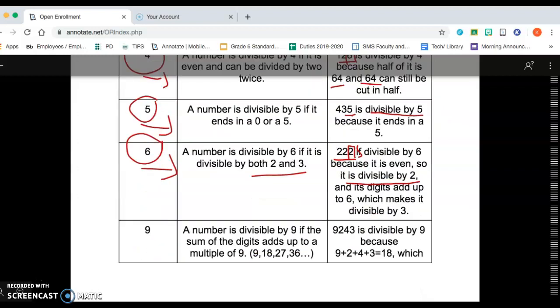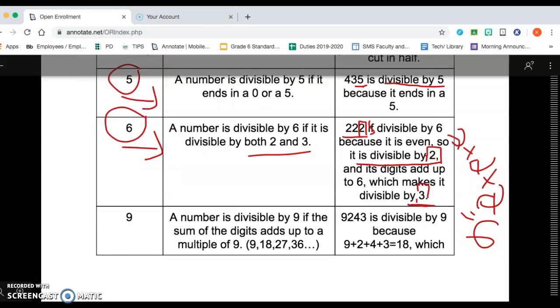So if we add 2 plus 2 plus 2, we get 6. And 6 is a multiple of 3, okay? That means that 3 can go into 6. So that means it's divisible by 2, and it's divisible by 3, which means it's divisible by 6 as well.